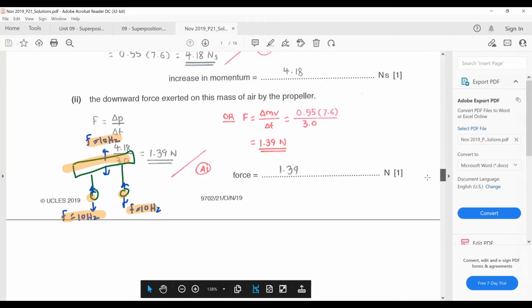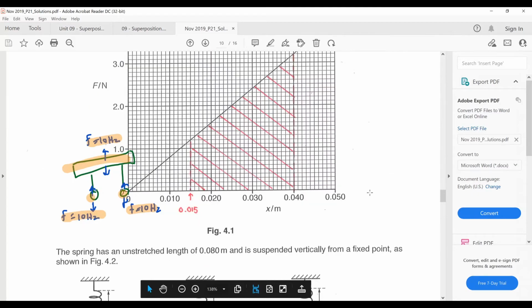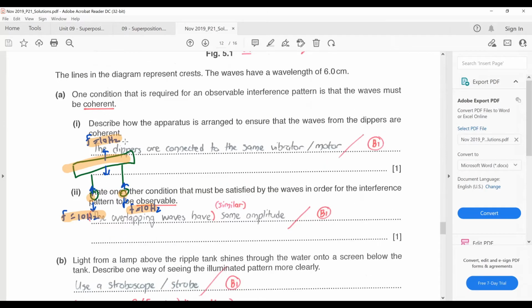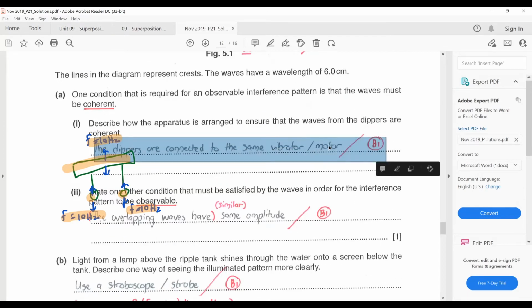One of the things you will do is connect it to the same vibrator, same motor, or same vibrating bar. The vibrating bar in turn is connected to the same vibrator or motor actually. So ensure that the dippers are connected to the same vibrator or motor or vibrating bar. Those would be okay.